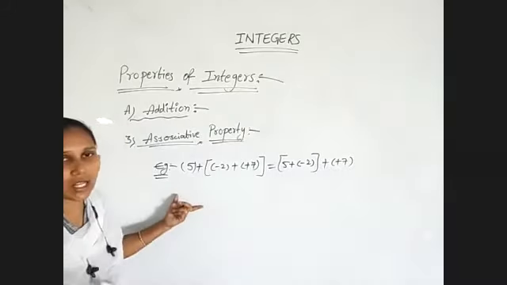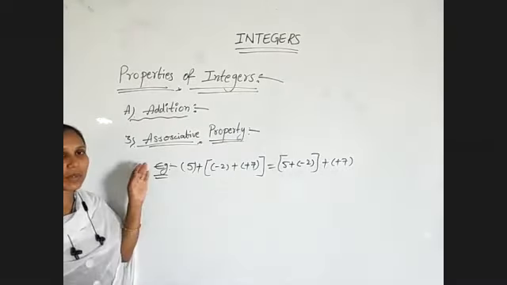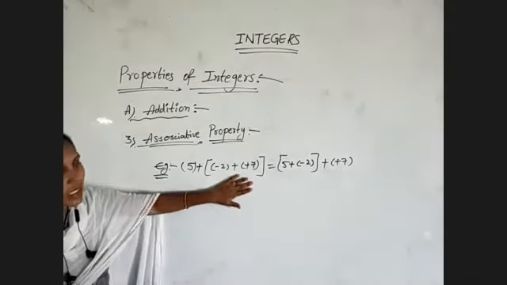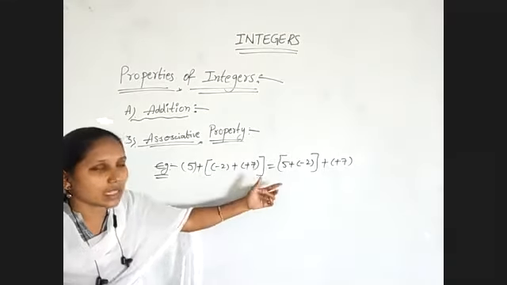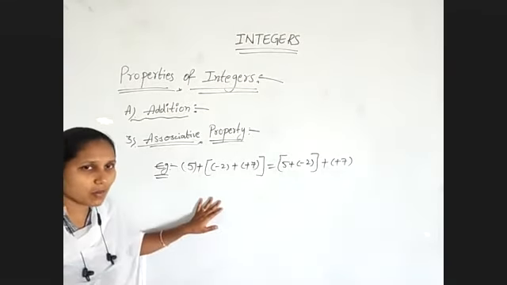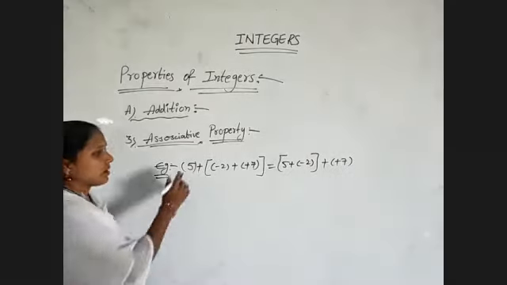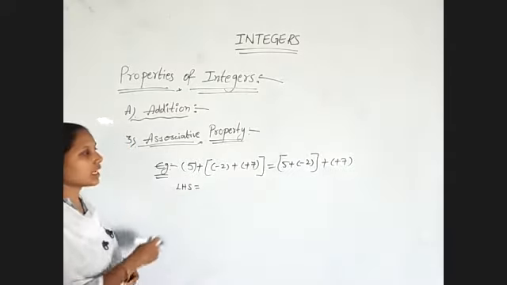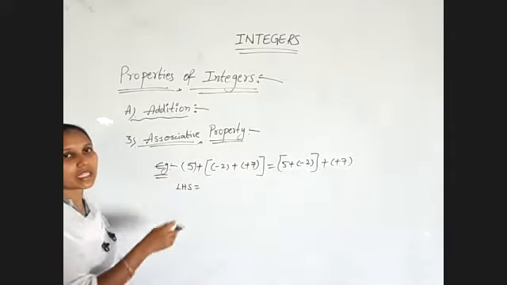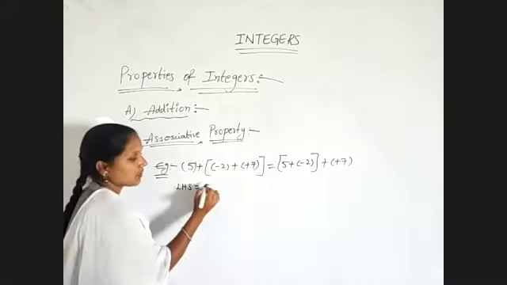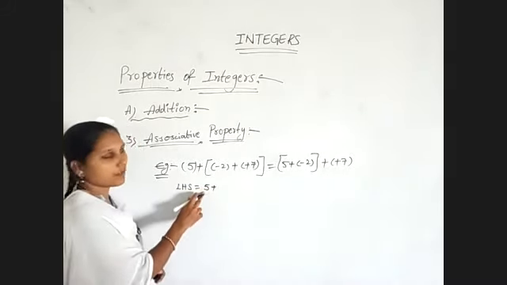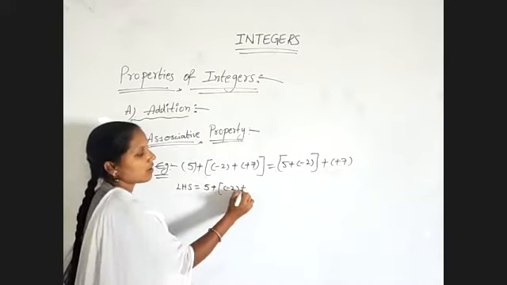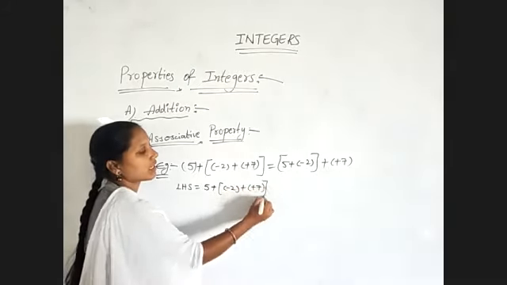So whether it is correct or not, we will check. Associative property states that if we are adding any 3 integers by changing their order, the result will not change. Whether it is possible or not, we will see. First take the LHS. Whenever you are going to check, take the LHS and verify it with the RHS. First number was 5, you can write it directly as 5 because it is a positive number, and -2 plus 7. Instead of plus 7, we can write 7 also.